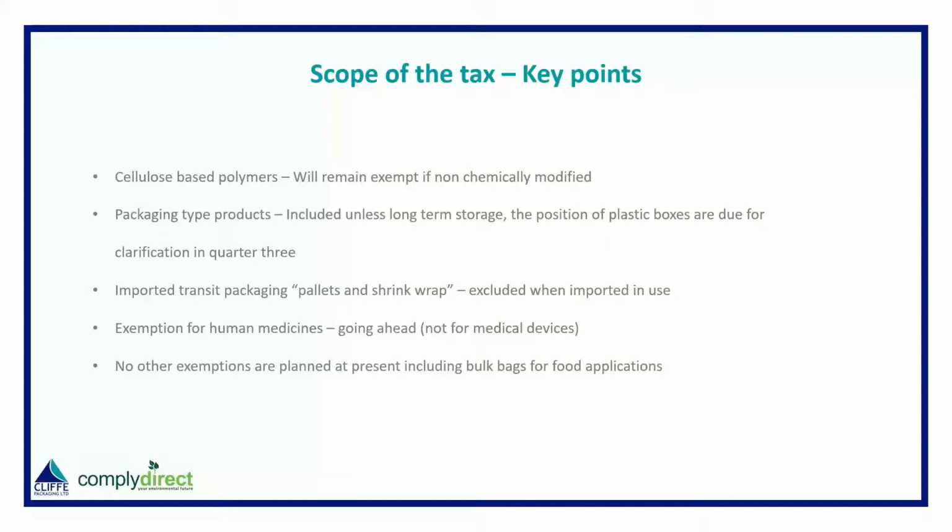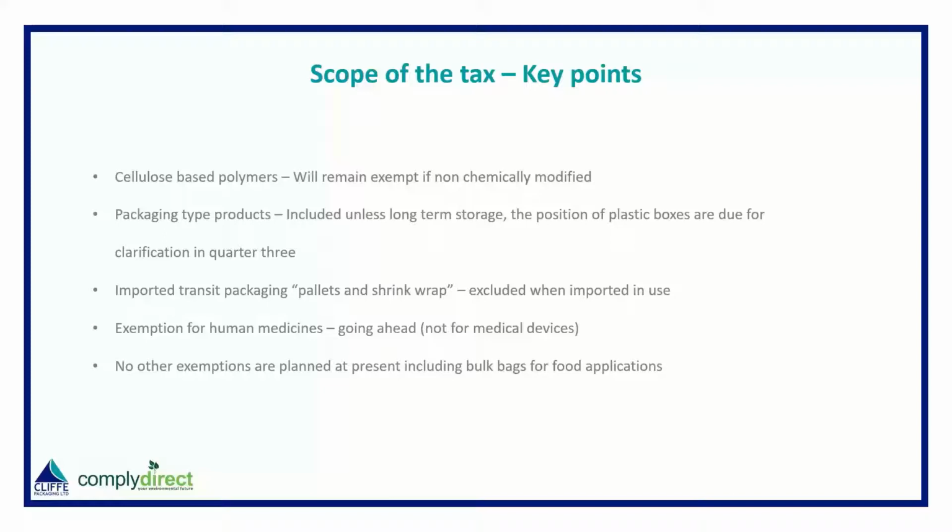Next up is transit packaging. This is one of the other very, very few exclusions: any pallets, shrink wrap or transit packaging around imports is excluded from the tax, but only when it's imported in use. So if I were to import a pallet of goods with shrink wrap around the pallet, that shrink wrap itself would be excluded. But if I imported a roll of shrink wrap to use on pallets, that would be classed as empty packaging and would be liable under the tax.